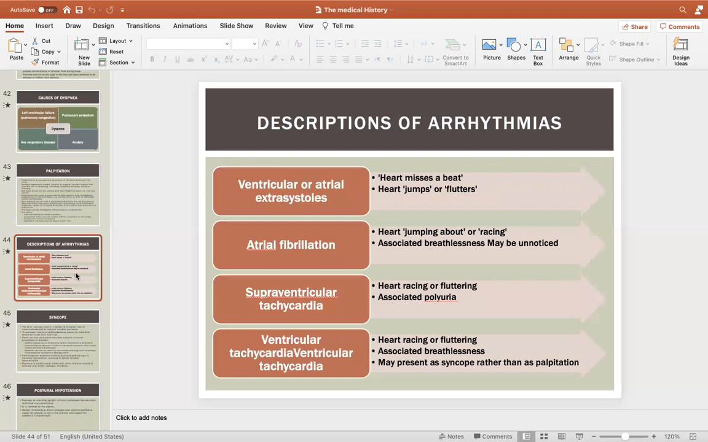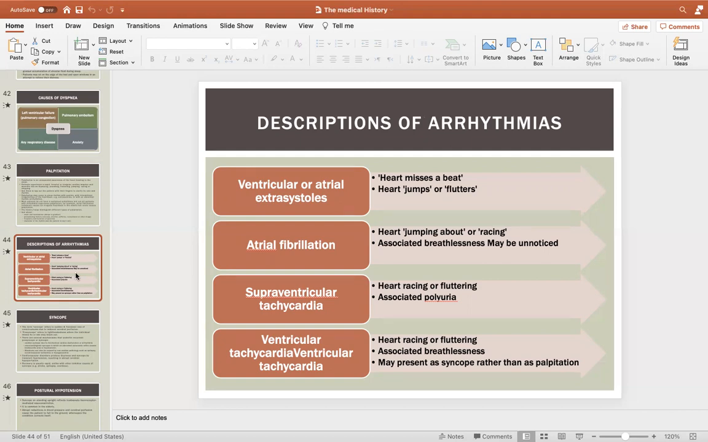Descriptions of arrhythmia are very important. For ventricular or atrial extrasystoles, the heart misses a beat, or jumps or flutters, is one kind of description. In cases of atrial fibrillation, the heart is jumping about or racing. Associated breathlessness might be unnoticed.